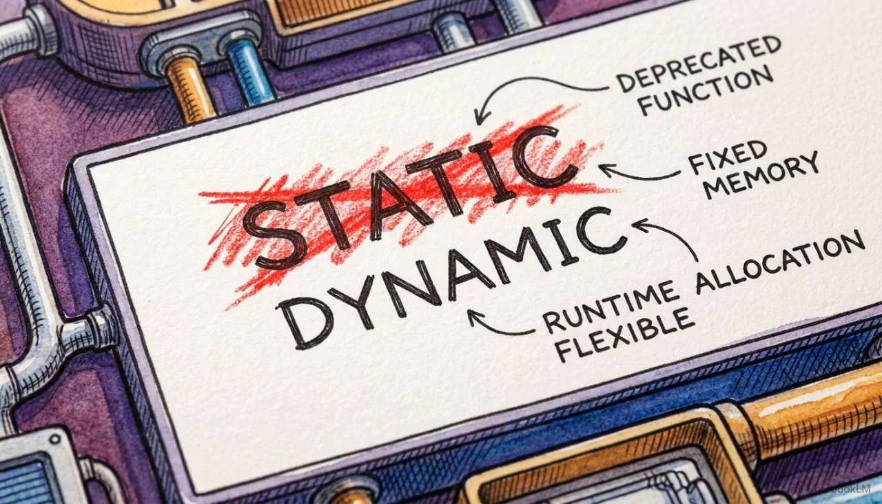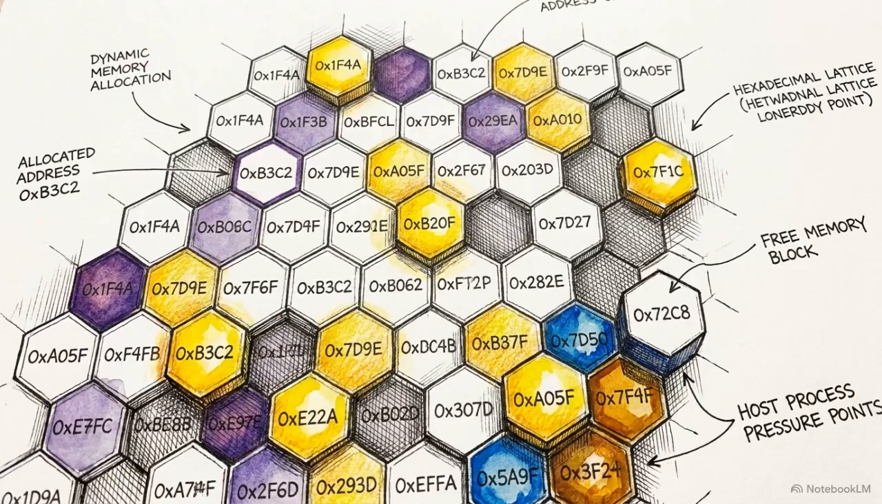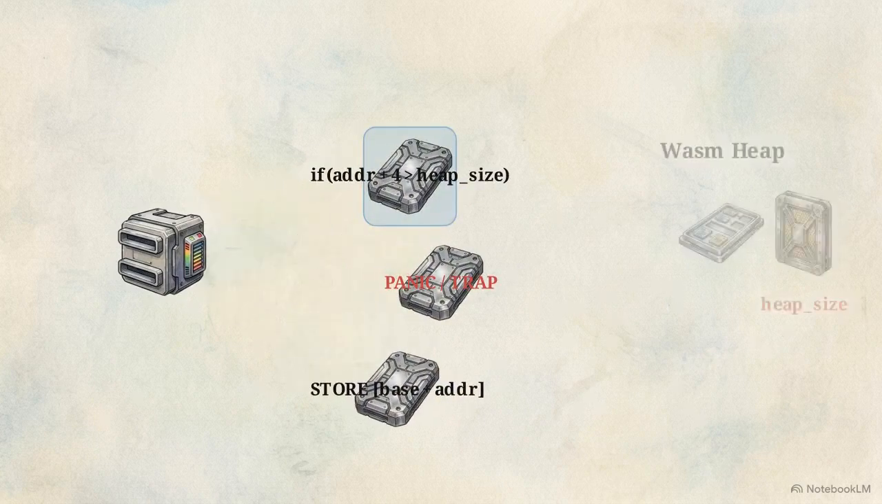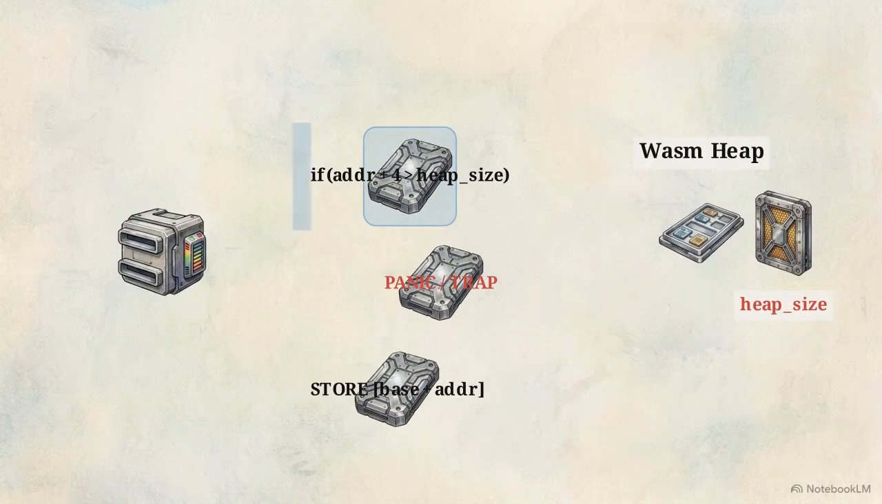Not every check can be performed statically. For example, a heap store instruction often targets a memory address that is only calculated while the program is running. In these cases, the compiler uses runtime instrumentation. It injects a safety check into the generated machine code that verifies the dynamic address is within the heap's size before the store is allowed to proceed.